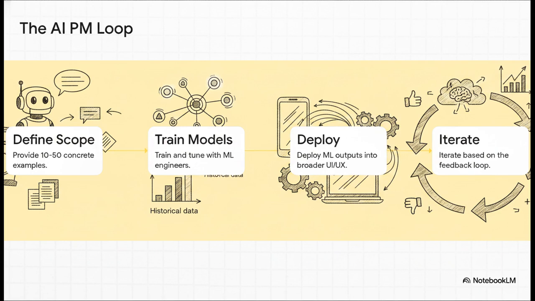Next, you don't just ship the model into the void. You deploy the machine learning output seamlessly into the broader UI and UX of your existing product. And finally, you continuously iterate based on the feedback loop. The model learns, the data changes, and you adjust.